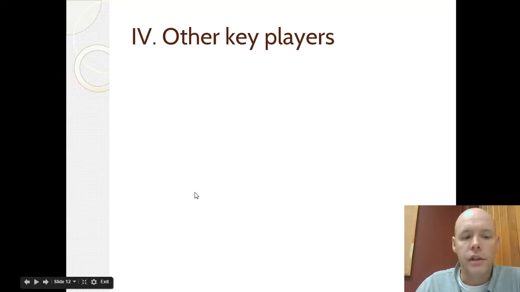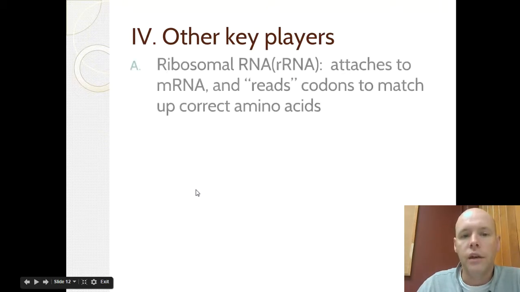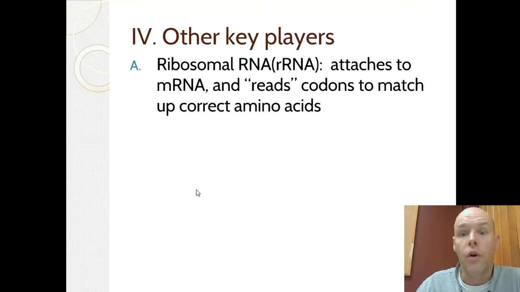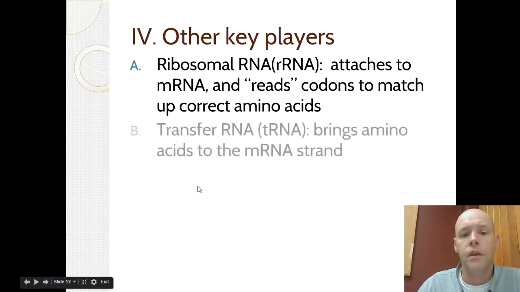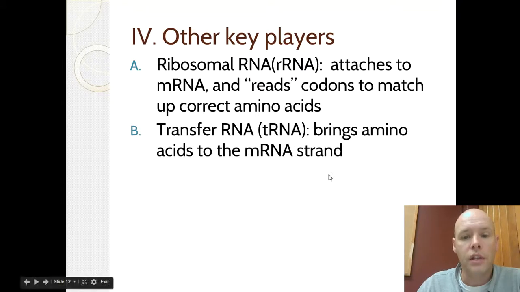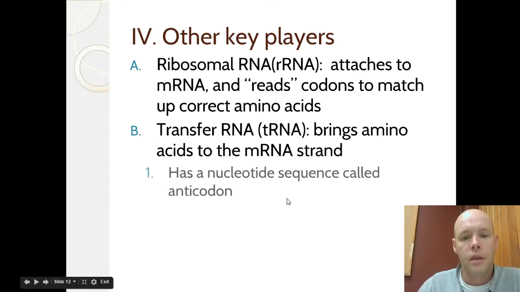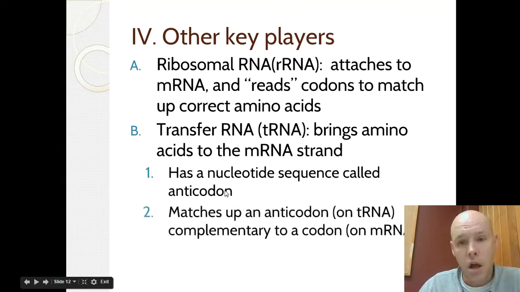Other key players in this process. The first one is ribosomal RNA, or rRNA. This is the one that clamps down and reads the mRNA and matches up the correct amino acids. The other one is what's called transfer RNA, or tRNA. It brings the amino acids over to the mRNA strand. It has a nucleotide sequence on the bottom called the anticodon, and the anticodon matches up complementary to the codon in mRNA.